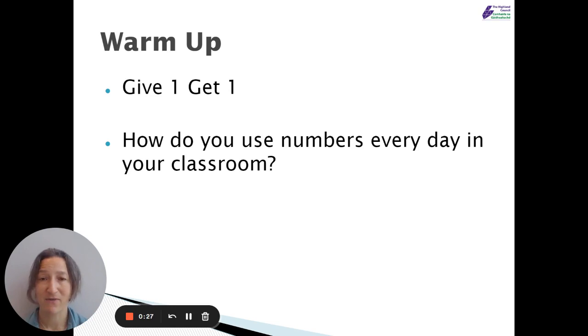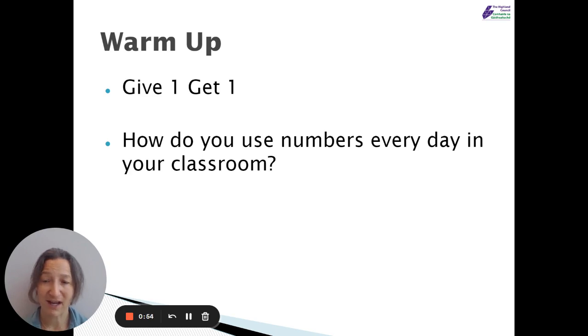So let's start with a bit of a warm-up. If I was doing this with the group, give one, get one. So the idea is you note one thing down and then you have to share it with other people and you get one back. So you end up with a list. So how do you use numbers every day in your classroom? Not just in French, but just different ways. So pause the video and note your ideas.